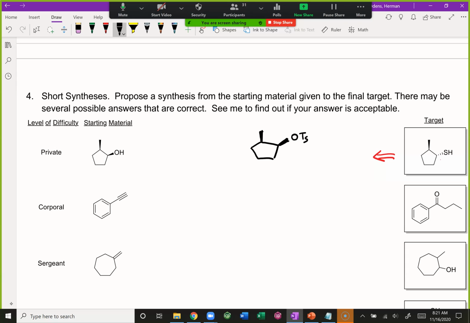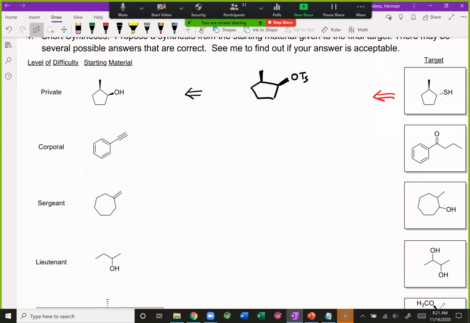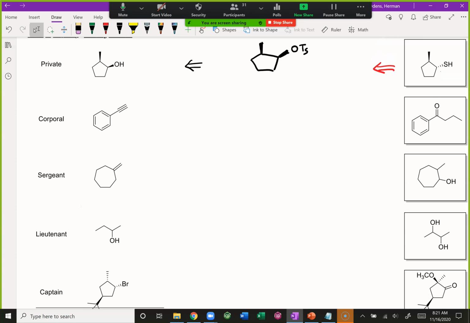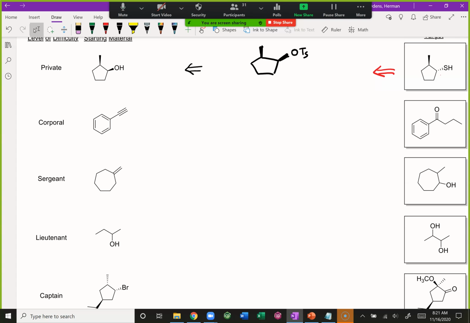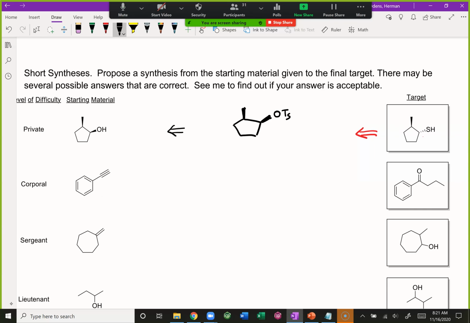So check this out. Going forward now. So this one, I can easily make that from there. So notice that I put the level of difficulty goes from private to captain here. Sometimes I mix it all the way to general. With chiral centers, big molecules, yeah. So this will do. So now, thinking forward, I know that I can go from here to here with thionyl, no, not thionyl, tosyl chloride in pyridine.